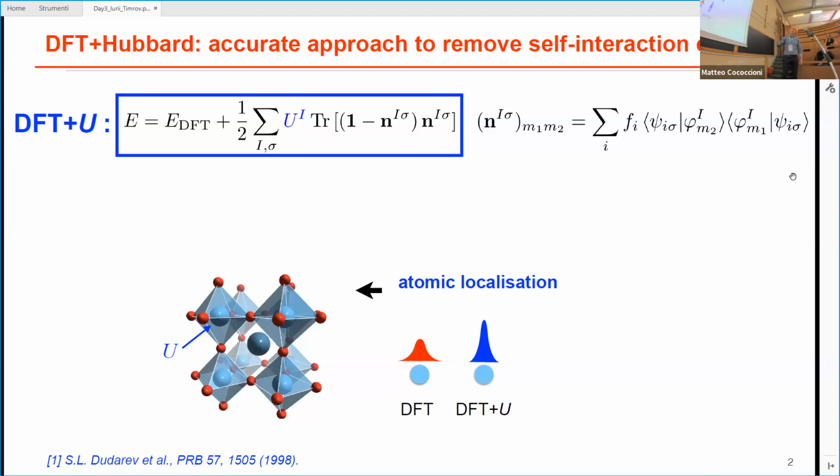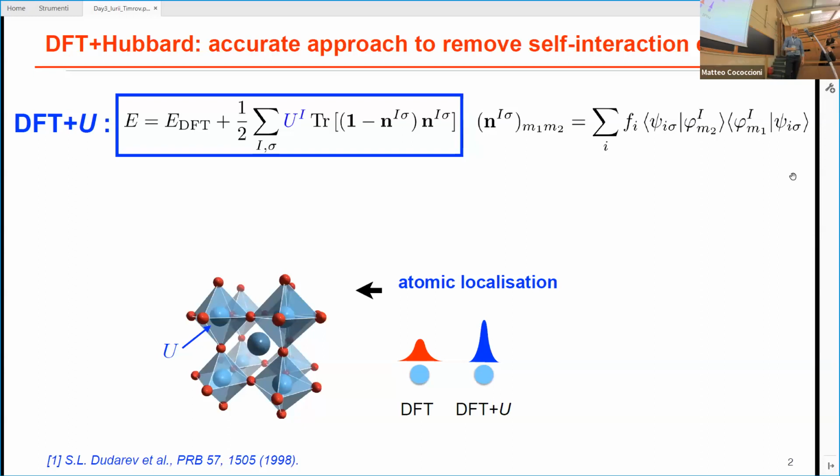And this object is defined as the sum over I, which are the constraint states. F are Fermi-Dirac or other occupations of constraint states. And then we have the projection of constraint wave functions onto the localized functions, which are atom-centered. This could be atomic orbitals or Wannier functions or others. I will talk more about this later.